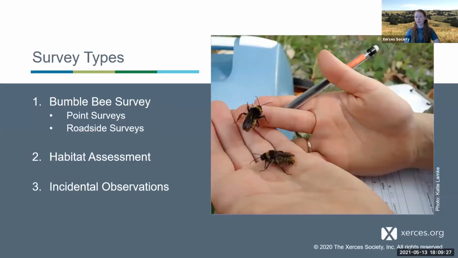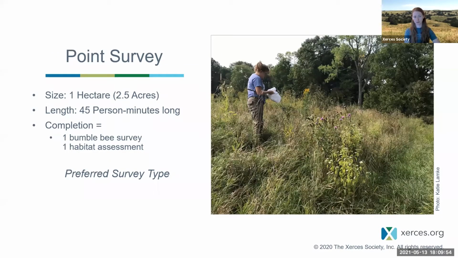There are 2 different kinds of surveys that you can run for bumblebees. There's going to be point surveys and roadside surveys that we're going to talk about in a second. After you do your bumblebee survey, you're also going to conduct a brief habitat assessment. And apart from those 2, you can also submit incidental observations. When we talk about the bumblebee surveys first, the first type that you can conduct, and this is also the preferred type of survey, are point surveys.